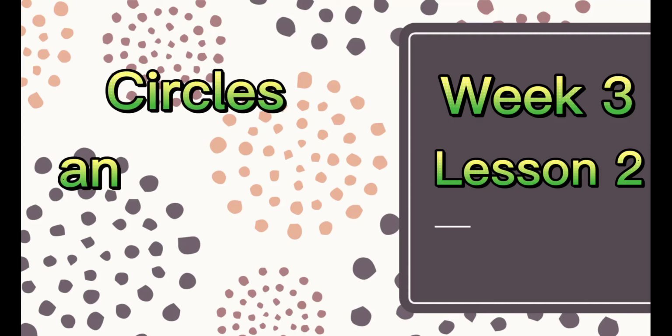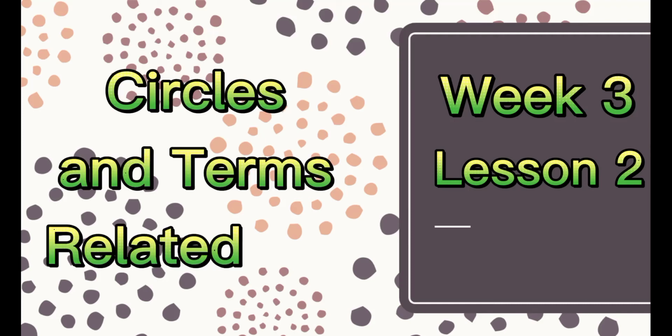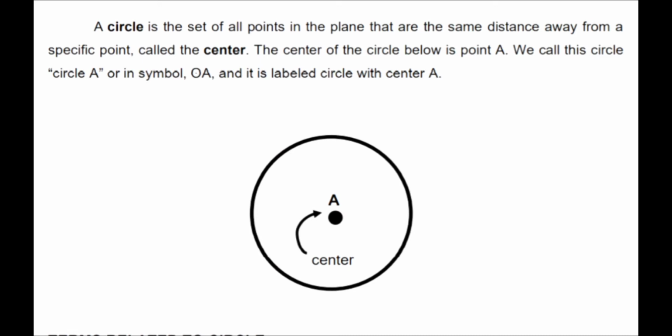Week 3, Lesson 2. Circles and terms related to it. A circle is the set of all points in the plane that are the same distance away from a specific point called the center. So this is the center of a circle. The center of the circle below is point A. We call this circle circle A, or with this symbol, and it is labeled circle with center A.